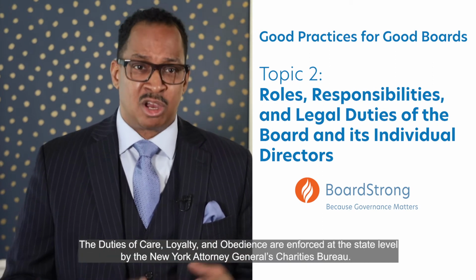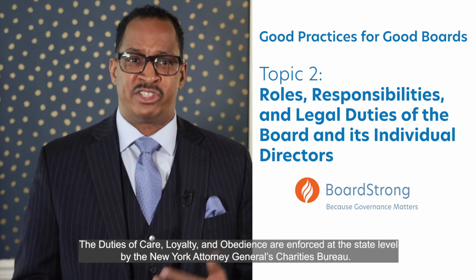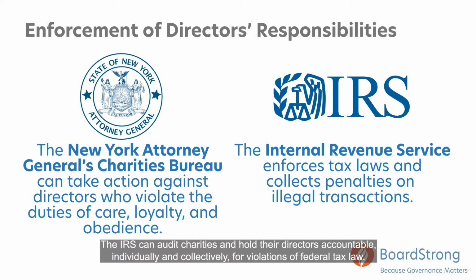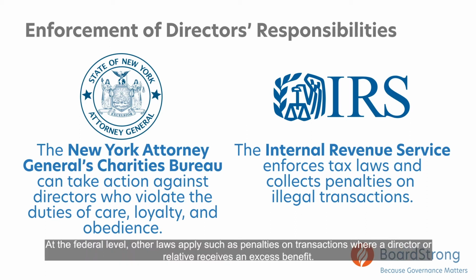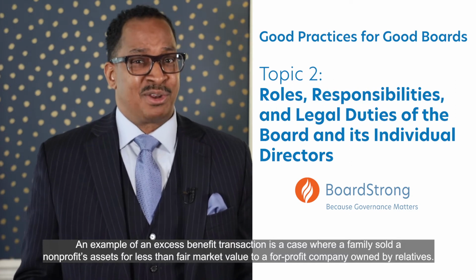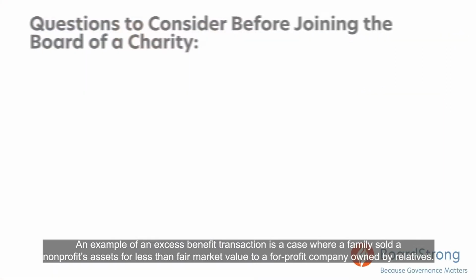The duties of care, loyalty, and obedience are enforced at the state level by the New York Attorney General's Charities Bureau. The Attorney General is the person charged in New York state law with the ultimate authority to hold nonprofit boards accountable. The IRS can audit charities and hold their directors accountable, individually and collectively, for violations of federal tax law. At the federal level, other laws apply, such as penalties on transactions where a director or relative receives an excess benefit. An example of an excess benefit transaction is a case where a family sold a nonprofit's assets for less than fair market value to a for-profit company owned by relatives.